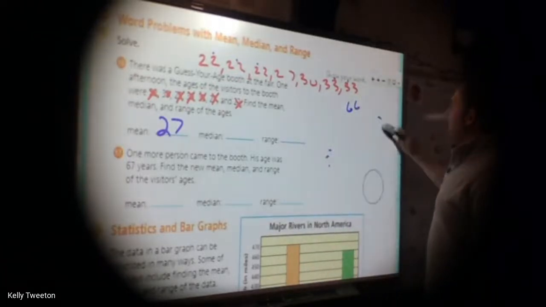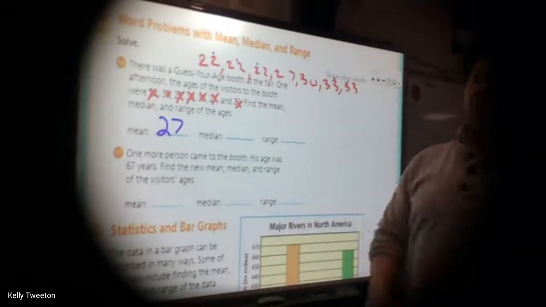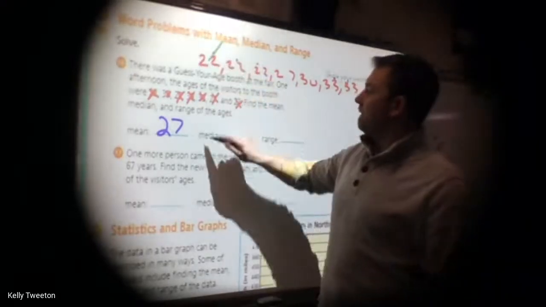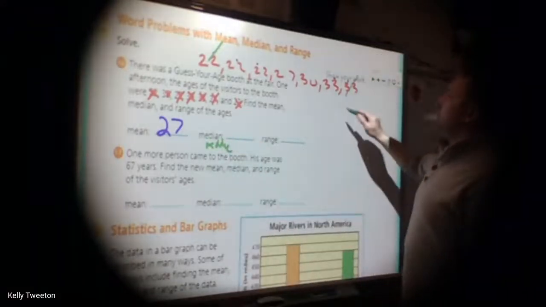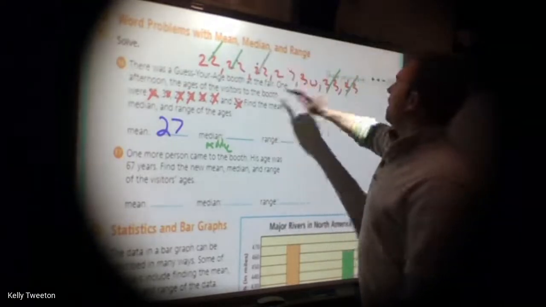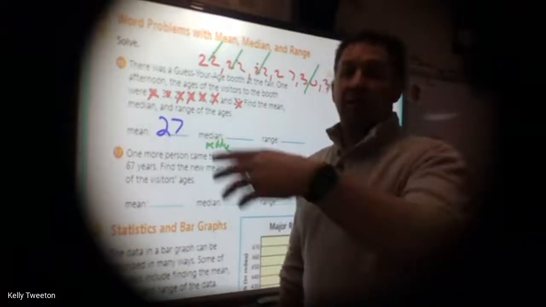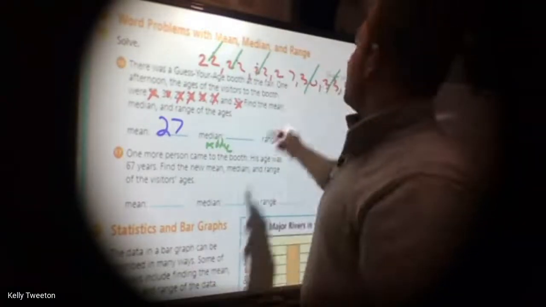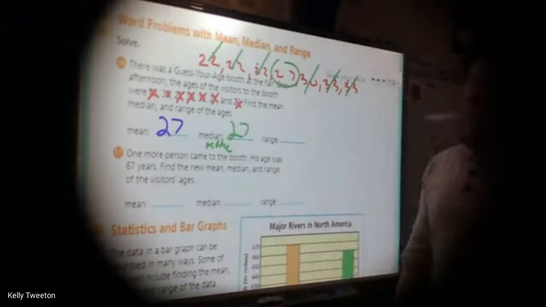Now let's do the median. All right, let's do median. I'm going to do green so you can see the difference in color. I'm going to cross off the smallest because remember, this means middle. Okay, cross out the largest. Cross out the smallest, cross out the biggest. Cross out the smallest, cross out the biggest. The one that's in the middle, it was an odd number of data, so I know I'm going to have a middle. 27, that's your middle. Simple as that.